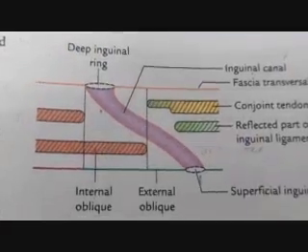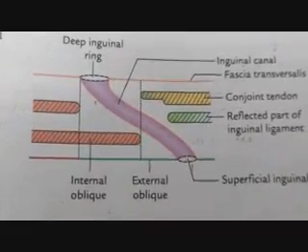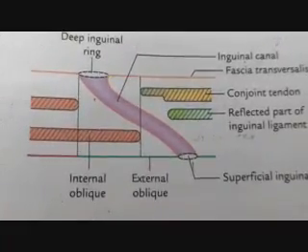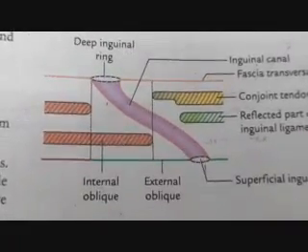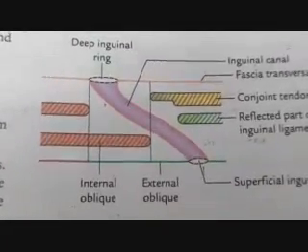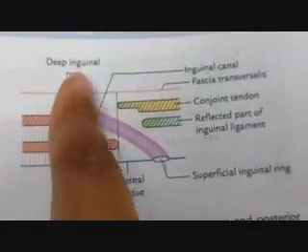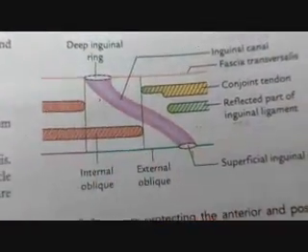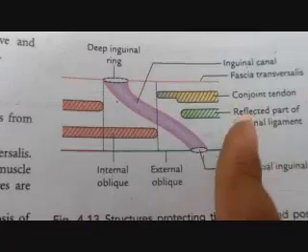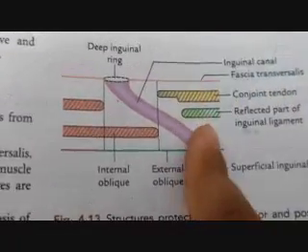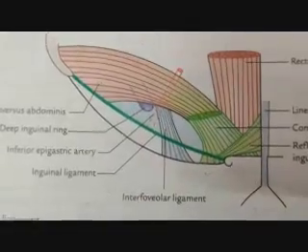Then, guarding of the inguinal ring. Basically the deep inguinal ring is guarded anteriorly by the internal oblique muscle, and the superficial inguinal ring is guarded by the conjoint tendon and the reflected part of the inguinal ligament. Here it's clearly seen that the deep inguinal ring is guarded by the internal oblique, and the superficial inguinal ring by the conjoint tendon and the reflected part of the inguinal ligament.